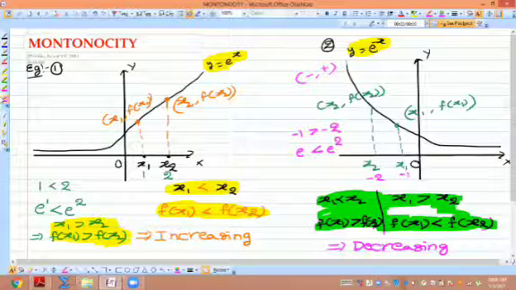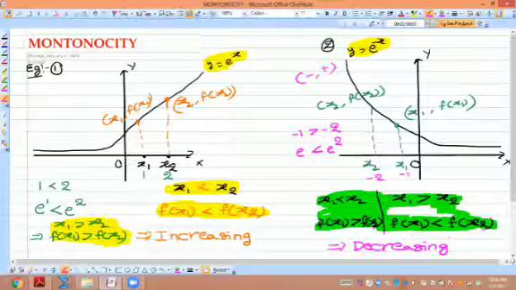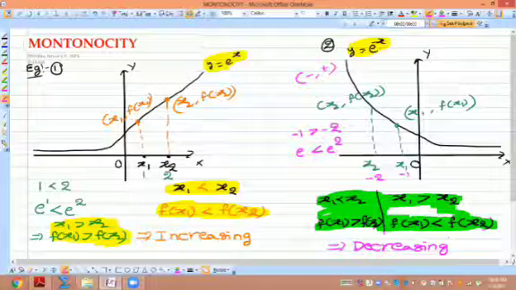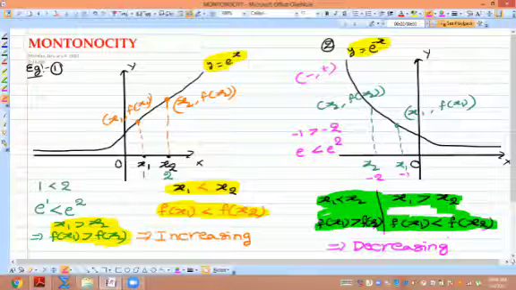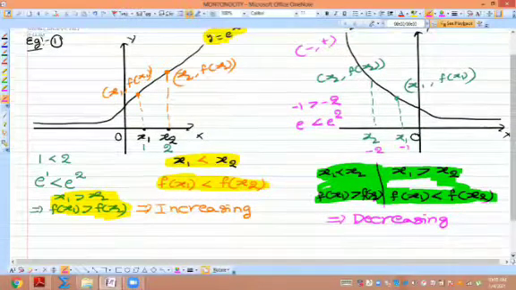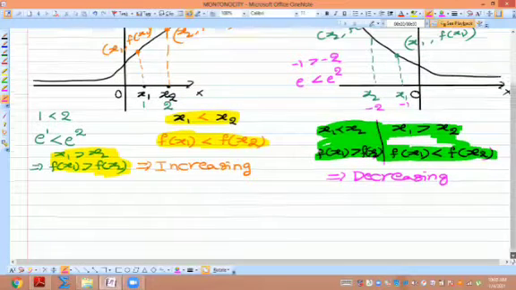y equals x. Very good. Same, y equals x is increasing. If I want to make it decreasing, y is equal to minus x. That's it. It means all linear polynomials are either increasing or decreasing. Okay.